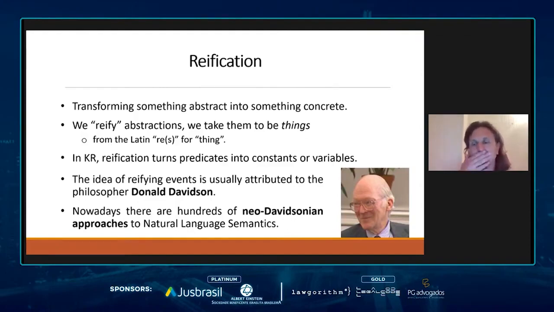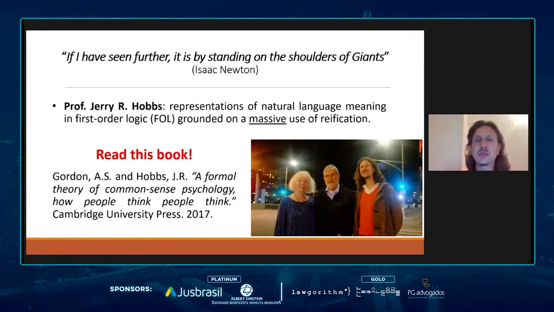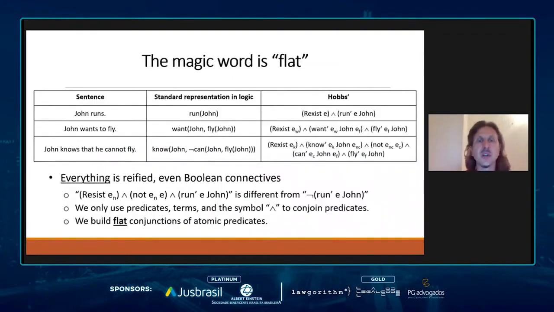And reification is a very popular technique, so that nowadays there are several hundreds of neo-Davidsonian approaches to natural language semantics. And the one that I adopt is the one authored by the professor in the middle of this picture, that is Professor Jerry Hobbs, whose theory of natural language semantics is grounded on a massive use of this reification technique. And so, for instance, in Hobbs's logic, we flatten everything, and the magic word is flat. We transform everything into a flat conjunction of atomic predications.